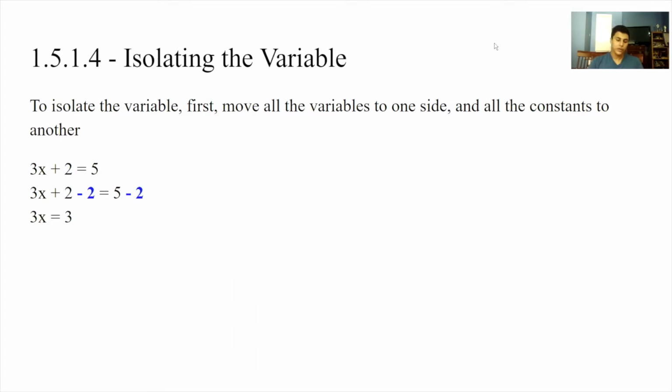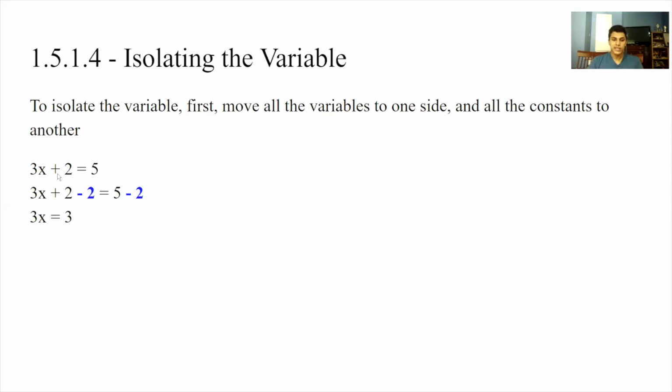Isolating the variable, if you don't remember, is what you do in order to find the value of a variable in an equation when you don't know the value at first. So in order to explain this, I find the best way to do it is through example. So I have an example equation here, and I'll be going through it, explaining how to isolate the variable in this one. So my equation that I'm using is 3x plus 2 equals 5. My goal is to find the value of x.